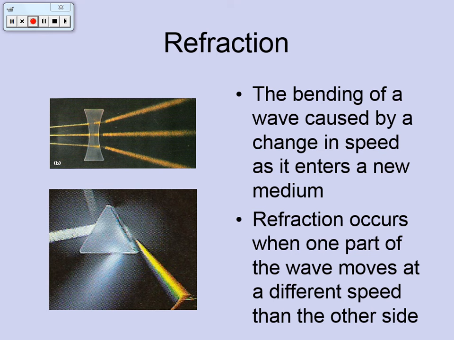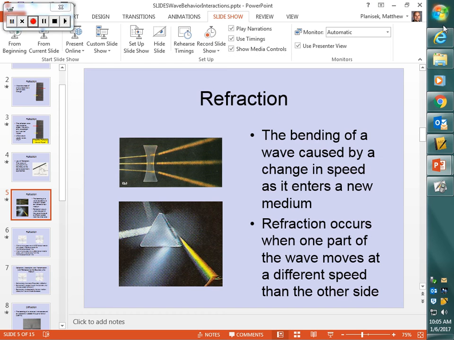When the wave hits a different medium, like in this case the glass, it slows down. But only the part of the wave that's in the glass slows down. The other part of the wave is still traveling exactly the same speed as it was before. So we get that bending because one part's trying to go fast and one part's trying to go slow. All right?